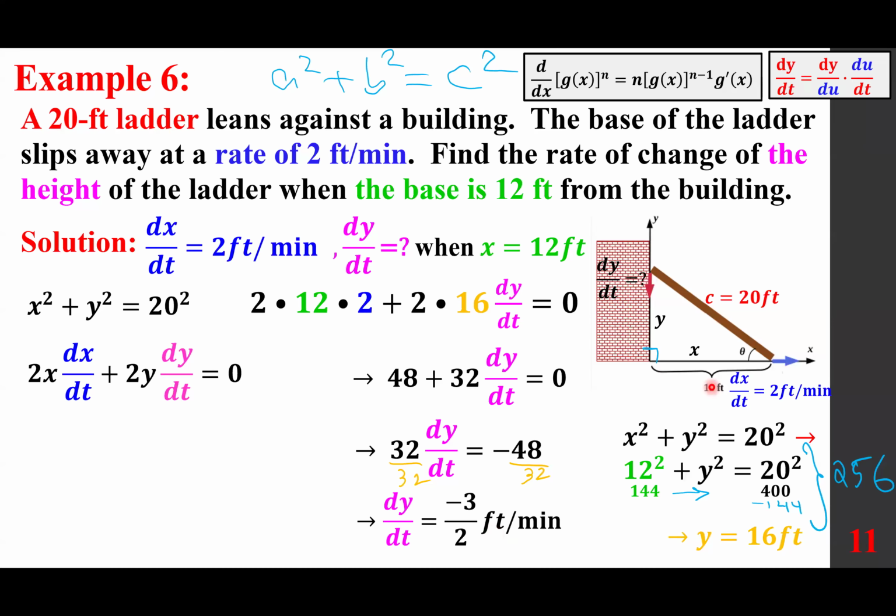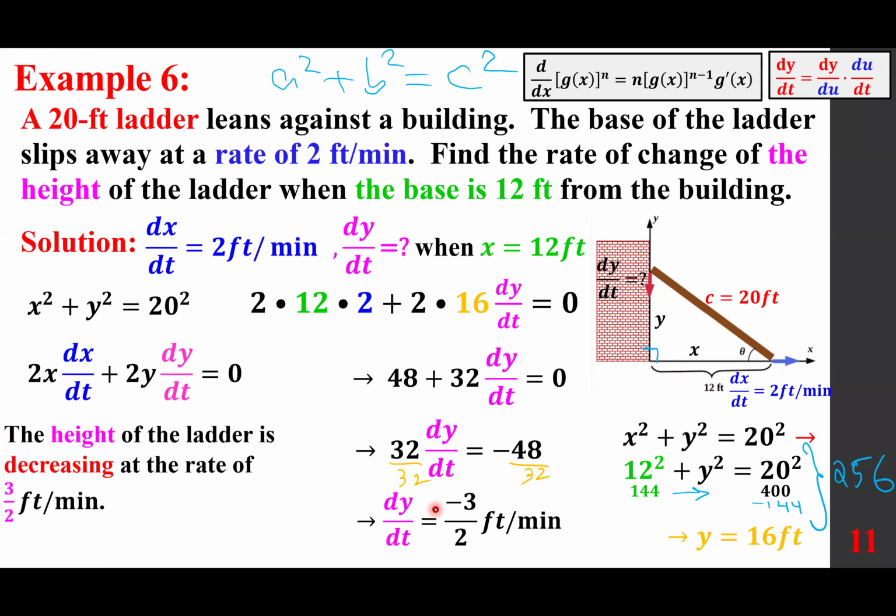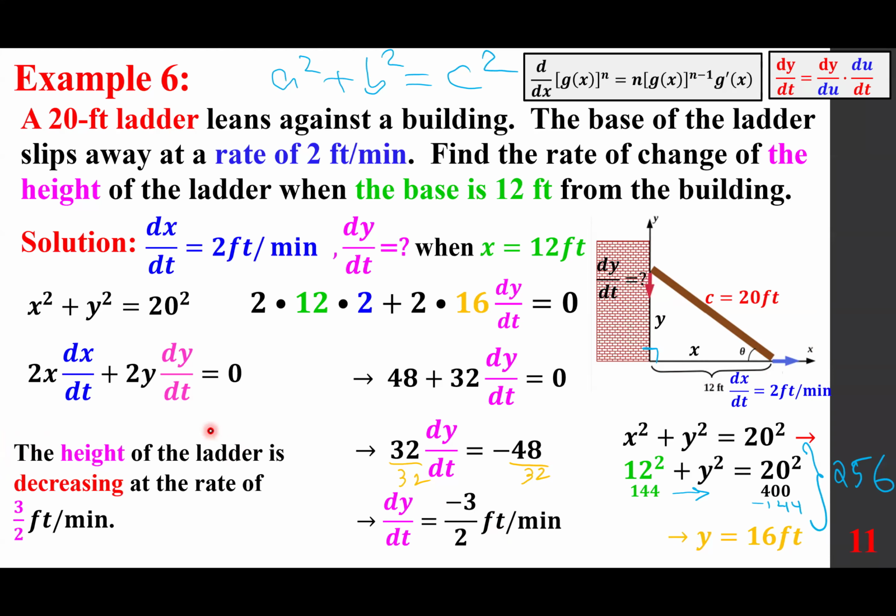Obviously, x is increasing, so dx/dt must be positive; y is decreasing, so dy/dt must be negative. We write: the height of the ladder is decreasing at the rate of what? 3 halves feet per minute. Do we write negative here? Absolutely not. When we mention decreasing, that takes care of the negative sign, okay?